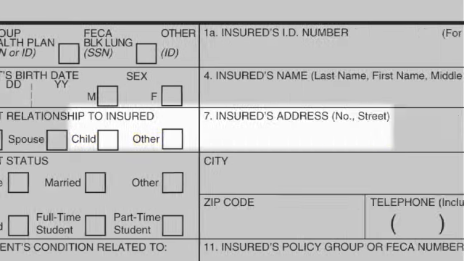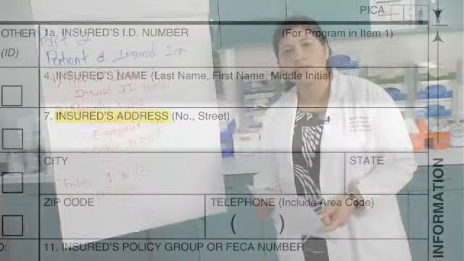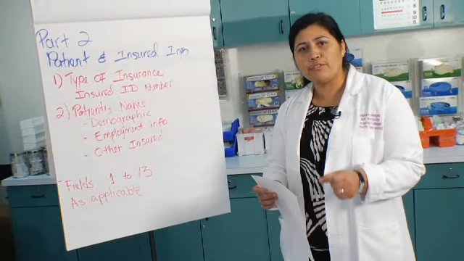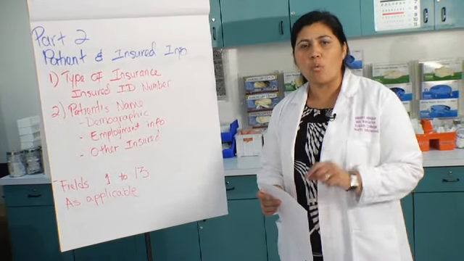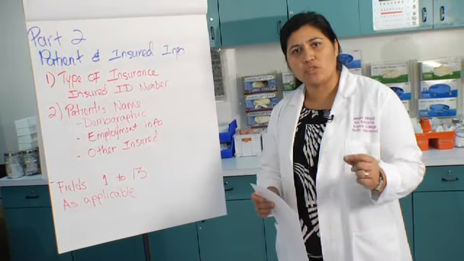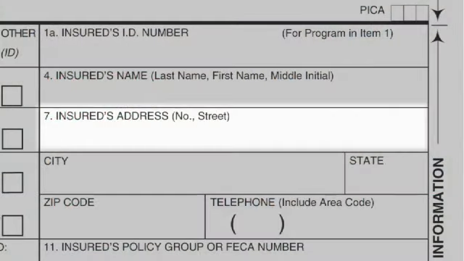Field number 7 is the insured's address. Field number 7 is the same thing as field number 4. If the insurance requires that you complete that field when the patient is the same as the insured, go ahead and put that information. Otherwise, you can just type same.